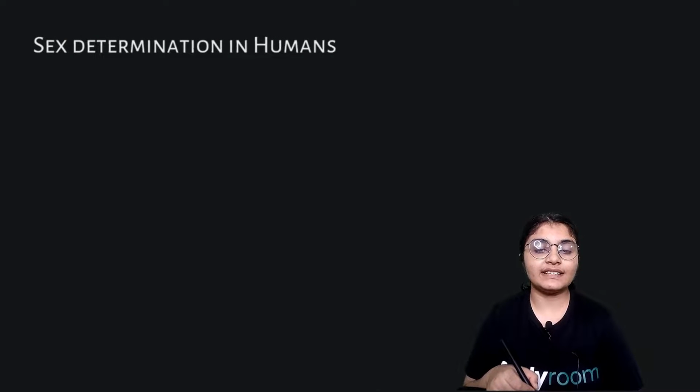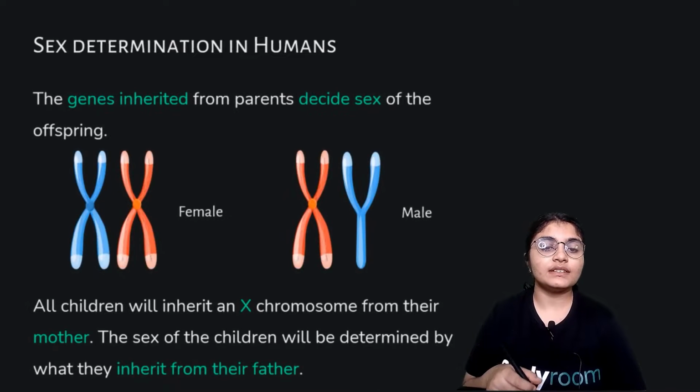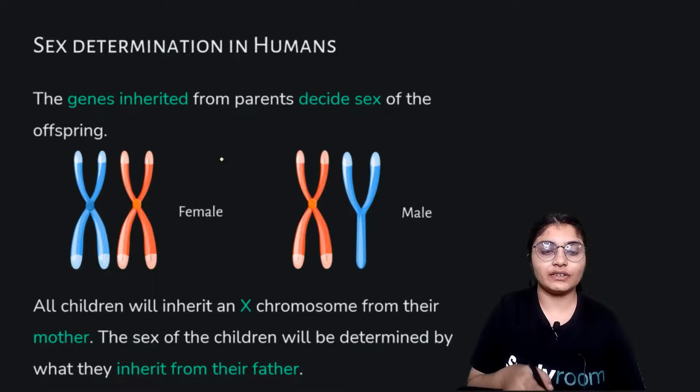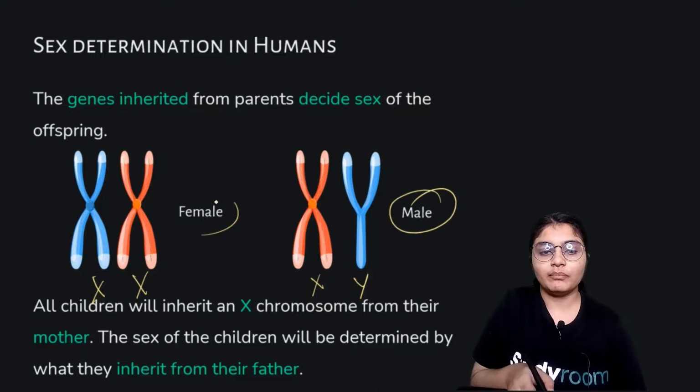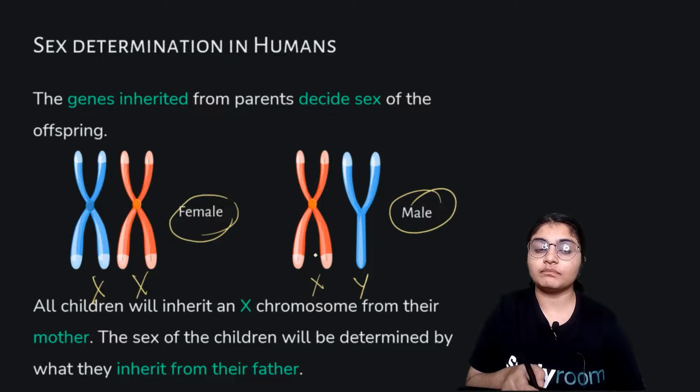Now we'll be learning about sex determination in humans, how sex is actually determined in humans. So the genes inherited from parents decide the sex of the offspring. Now if the offspring has X and X chromosome, then it will be a female, okay? And if the offspring has X and Y chromosome, then it will be a male. So this is the basic difference between the male and female, and that is how the sex is determined in humans. All children will inherit an X chromosome from the mother, and the sex of the children will be determined by what they inherit from their father.